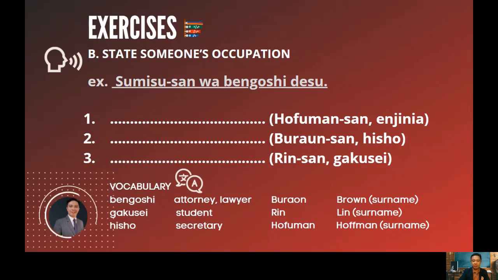And we have surnames of our main characters. We have Mr. Brown, Miss Lin, and Mr. Hoffman. Okay, let's state someone's occupation. Let's call on Justin Sung to answer number one. For number two, let's have Triksha Sung. For number three, Jessica Sung.